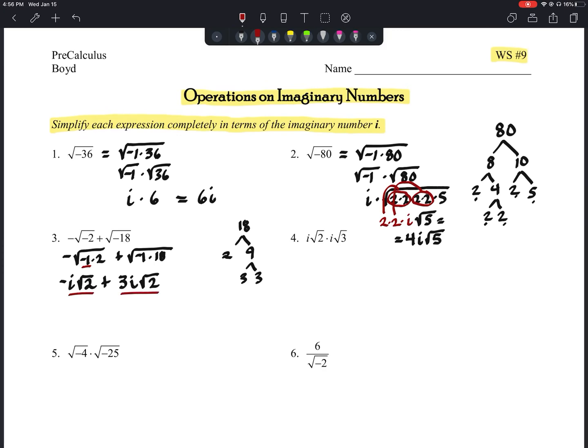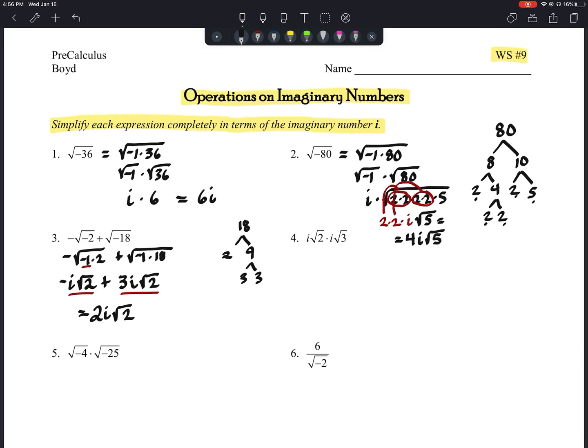Now when we look at this, these expressions are like terms, so we could take those and add them together. When you have a negative i plus 3i radical 2's, you're going to end up with 2i radical 2. And that is the answer for number 3.